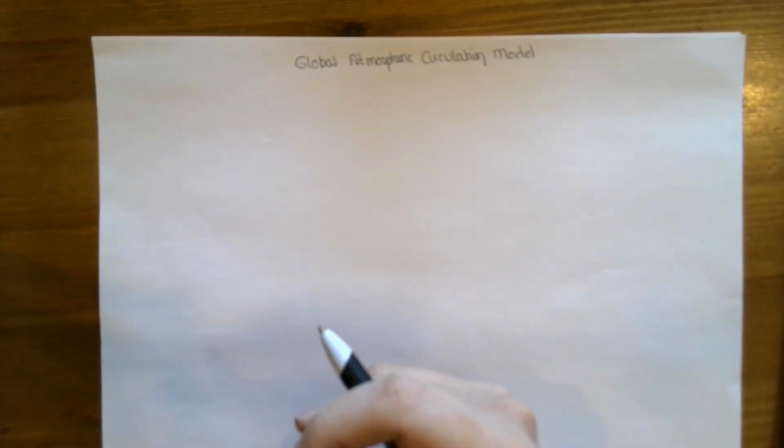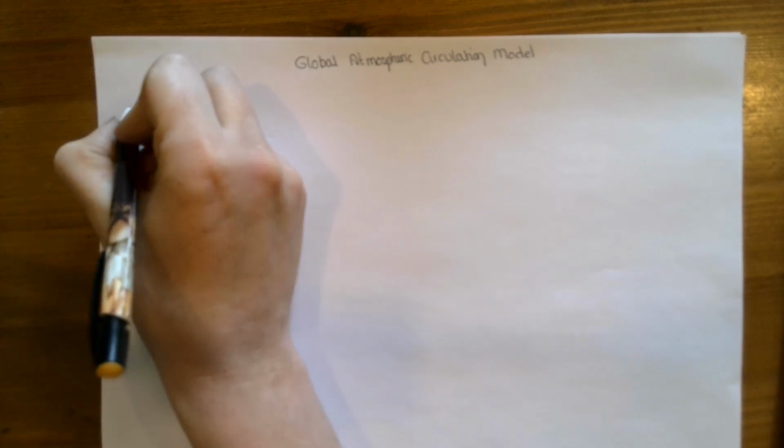And we need to be able to explain this model. We need to be able to explain how it forms tropical storms or hurricanes, as you might know them. But we also come back to it next year when you look at ecosystems, and it helps us explain why we get tropical rainforests at the equator and why we get hot deserts at about 30 degrees north.